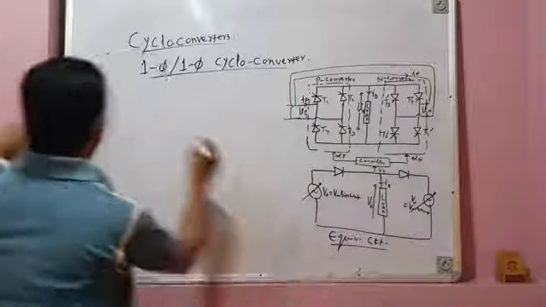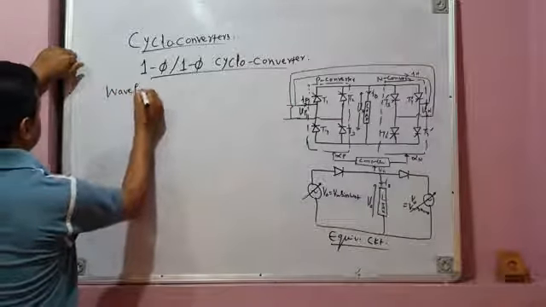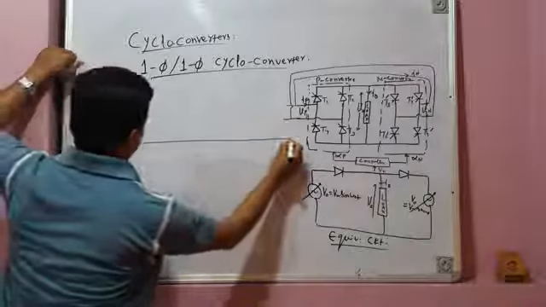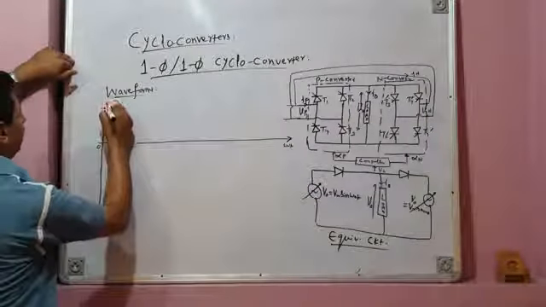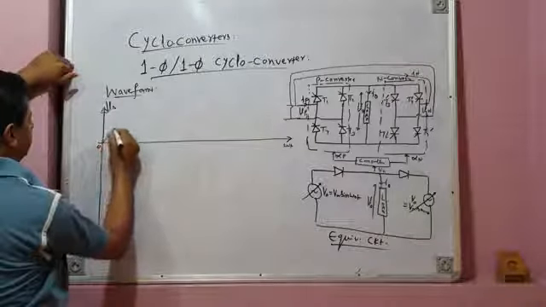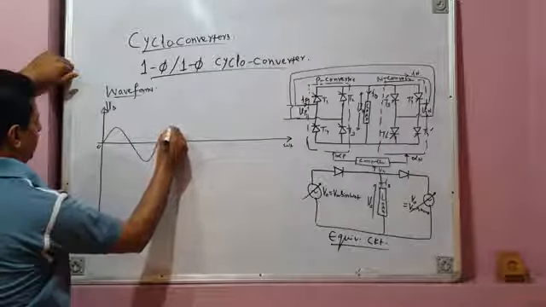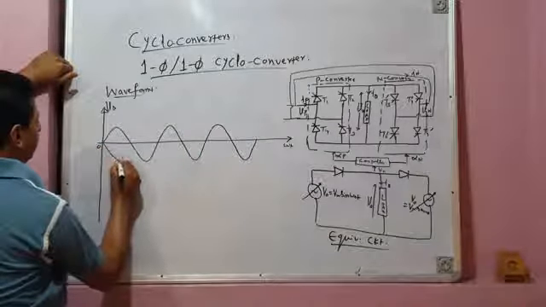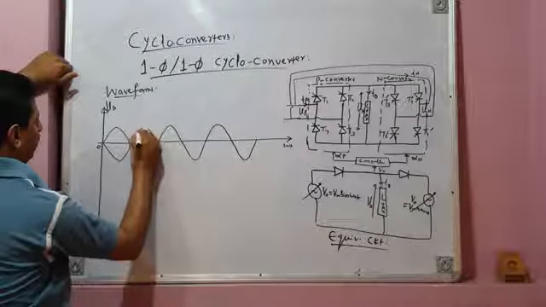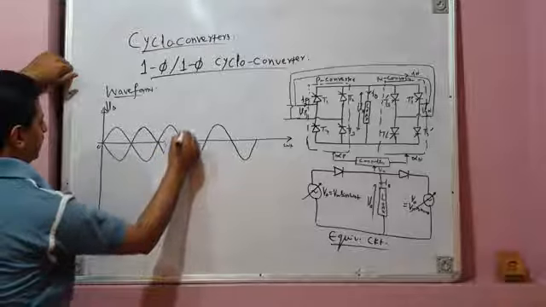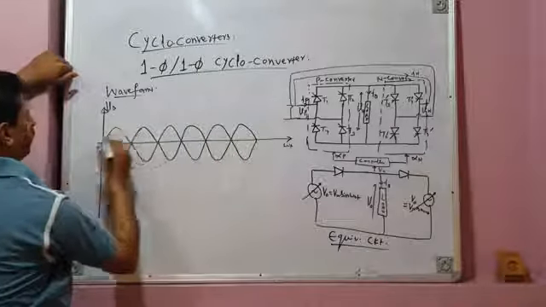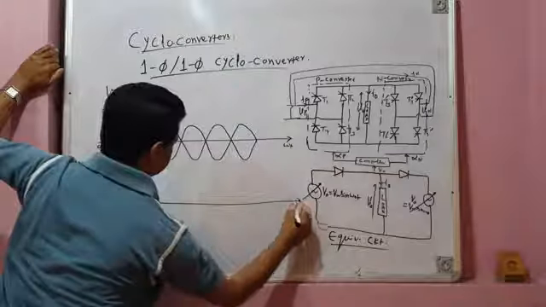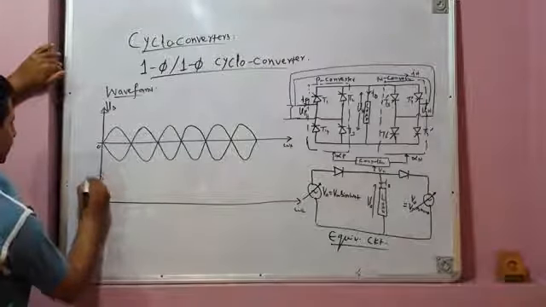Operation will be clear with the help of waveforms. Let me draw waveforms. So first of all, I will draw the source voltage waveform Vs, three cycles I will draw, 1, 2, 3, okay, and then I will draw negative cycles also, and then phase displaced 180 degrees cycles also, right. Now let me show you the load voltage waveform, load voltage waveform V naught.